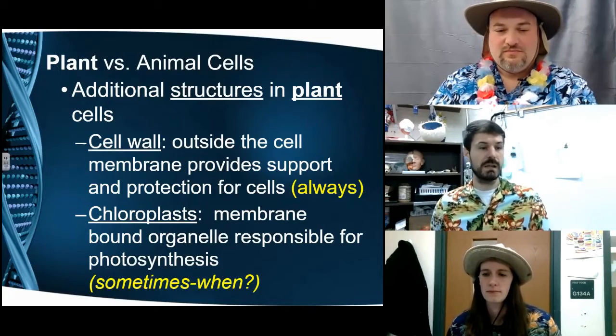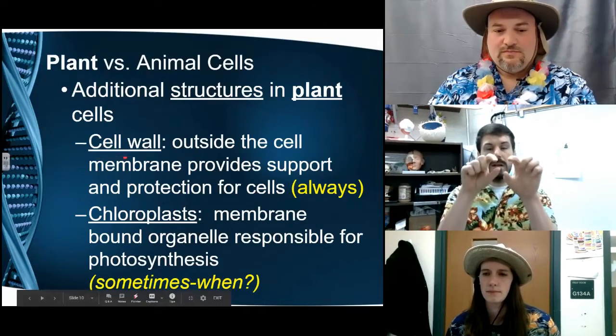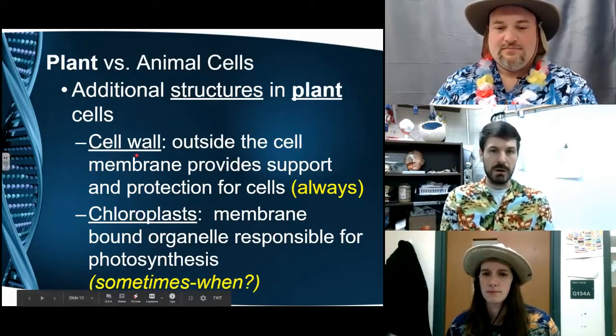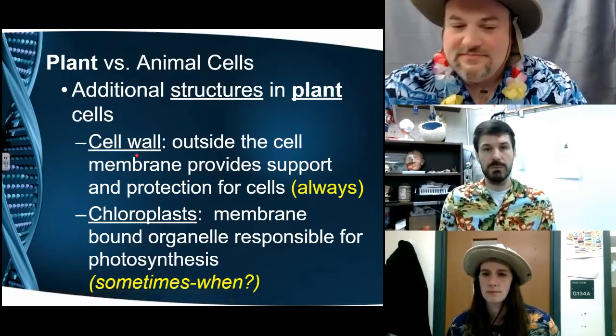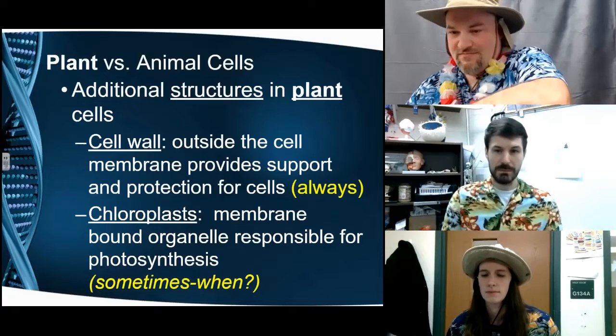The first is the cell wall. It's a really thick, rigid structure around the outside of the cell. It's the outermost layer, kind of like a shell around the cell.